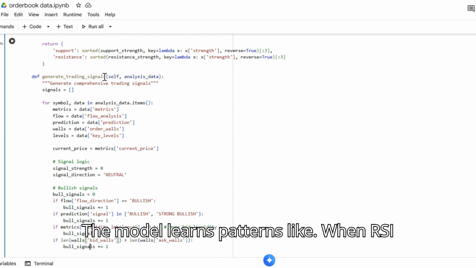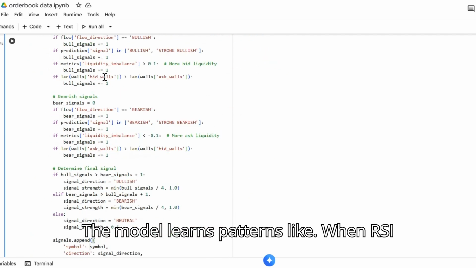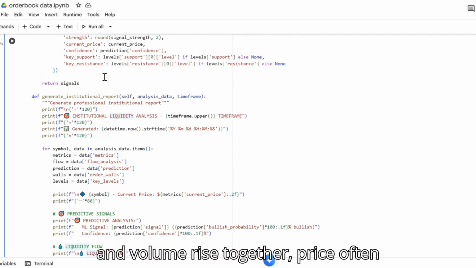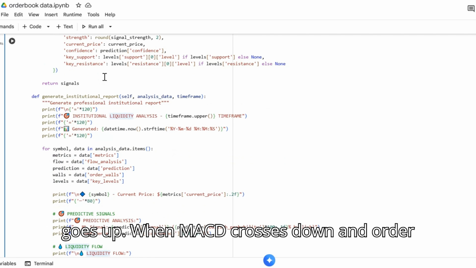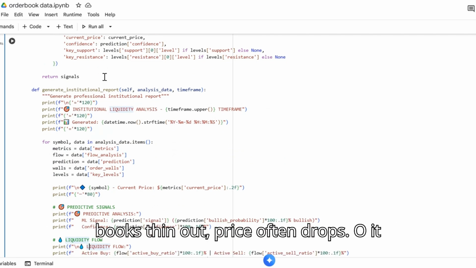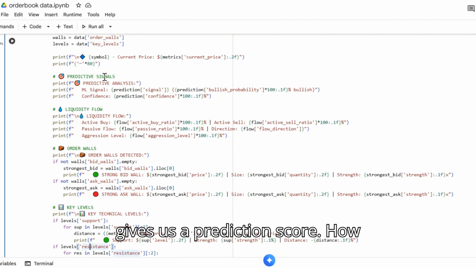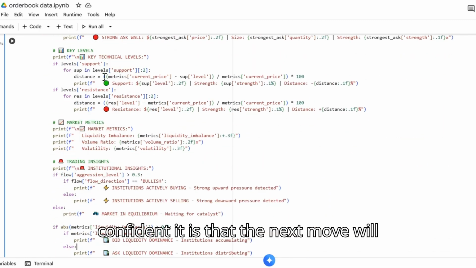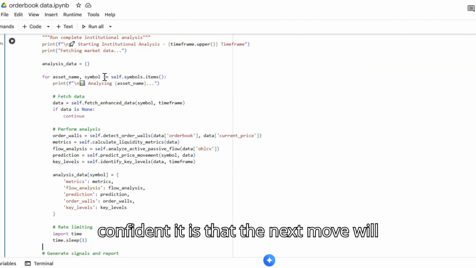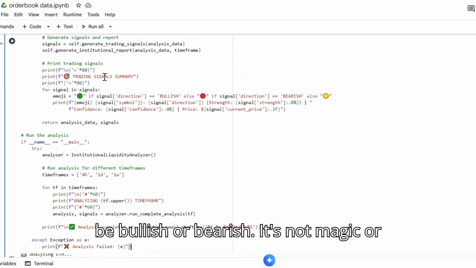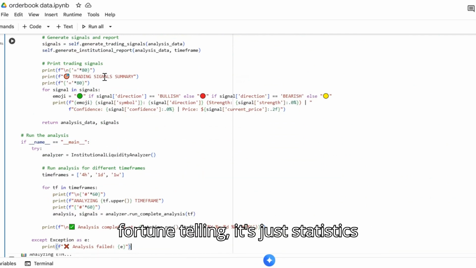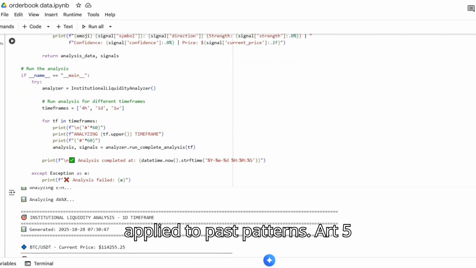The model learns patterns like, when RSI and volume rise together, price often goes up. When MACD crosses down and order books thin out, price often drops. So it gives us a prediction score, how confident it is that the next move will be bullish or bearish. It's not magic or fortune-telling. It's just statistics applied to past patterns.